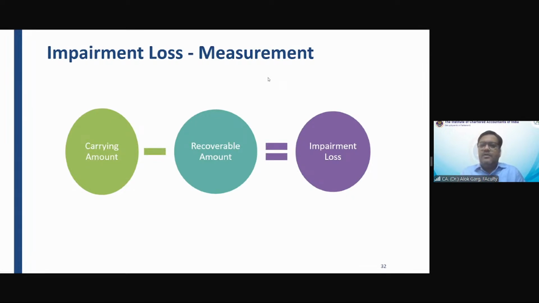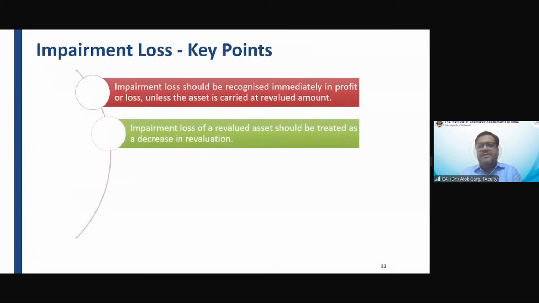Impairment loss measurement. Important points: impairment loss should be recognized in P&L, right? For example, there is an impairment. Where will this impairment go? This impairment will always go to the P&L. But what happens if the asset is subsequently measured at the revaluation model? What happens then?